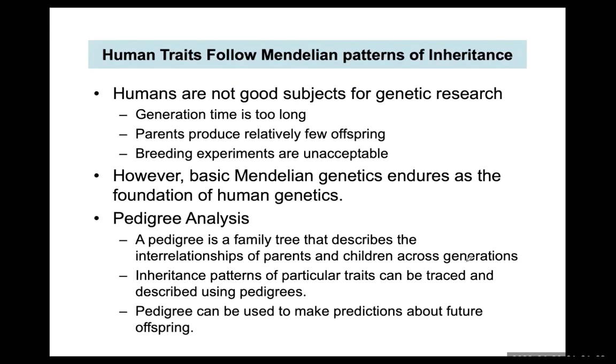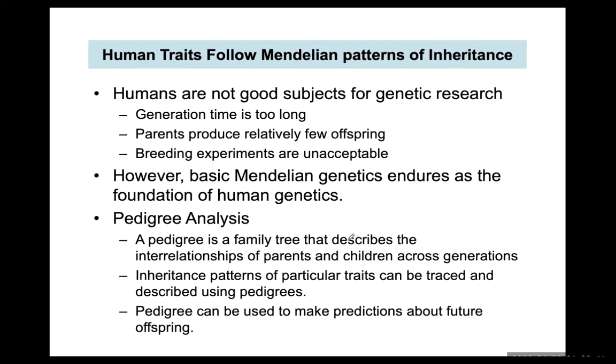Let's think about human traits. Human traits follow Mendelian patterns of inheritance. Humans are not a good subject for genetic research because the generation time is too long. You cannot make people marry in order to see the next generation. Also, parents produce relatively few offspring. So there is some difficulty in human genetics. Nevertheless, there are some records we can trace.